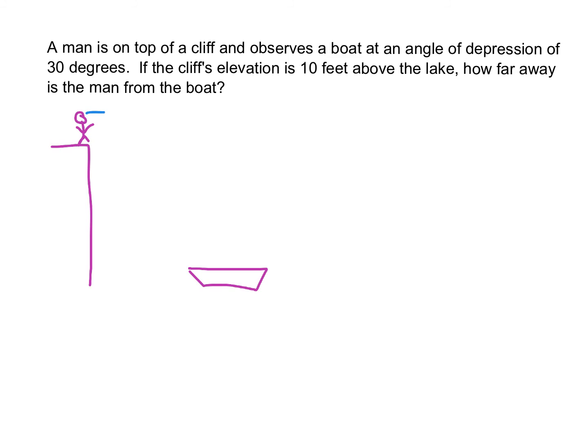So remember, angle of depression means it goes outwards, and then depresses down to look at the item. So this is where we depress down, and this is our angle of 30 degrees. It says if the cliff's elevation is 10 feet above the lake, how far apart is the man from the boat? So let's finish drawing our picture here. So we're going to draw our right triangle. And then it says that the cliff's elevation is 10 feet above the lake. Now we're going to include the man's eyesight in there as well.